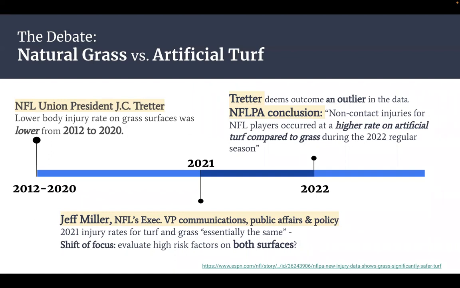Then in 2022, J.C. Tretter, the union president, responded again after we received the results for 2022. He called the outcome in 2021 an outlier because 2022 brought us the same results that we had gotten prior in the years of 2012 to 2020. According to data provided by the NFL Players Association, a 2023 ESPN article reported that non-contact injuries for NFL players occurred at a higher rate on artificial turf compared with grass in the 2022 regular season. So you could say this proves that 2021 was in fact an outlier, and there is a real issue here.